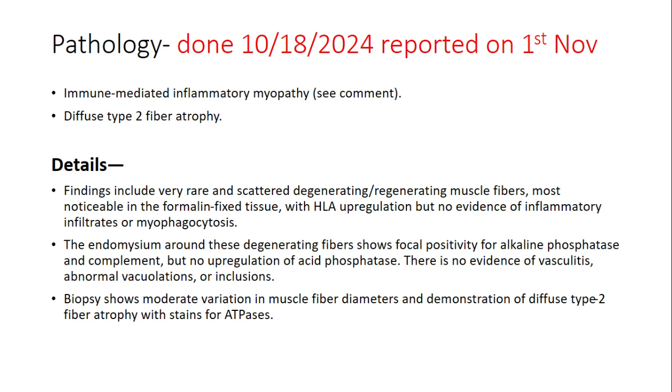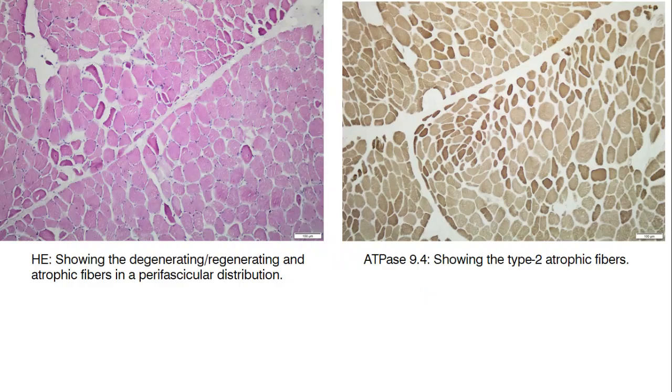And again, it's important. Biopsy shows moderate variation in fiber size and demonstration of diffuse type 2 fiber atrophy with stains of ATPase. I'll come to the ATPase stain and show you how it looks. Now, this biopsy, thinking about timeline: nerve test was done 9th, MRI done 16th. This biopsy was done on 18th, reported on 1st of November. So both the myositis specific antibody test and your pathology result came almost a month later.